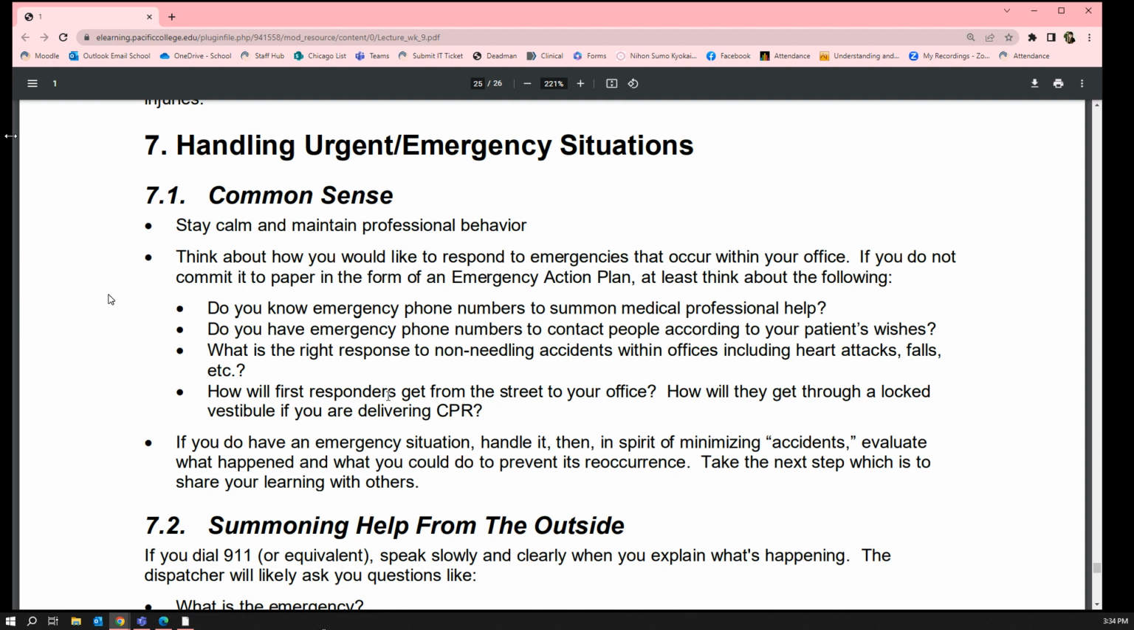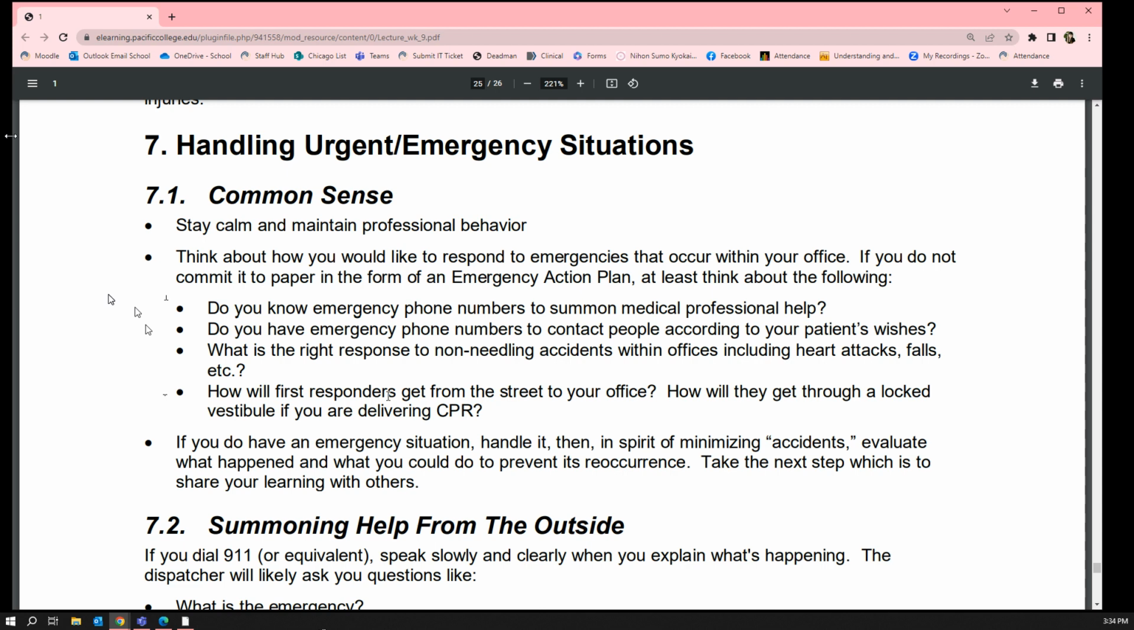At least think about the following things here. Let's look at these bullet points. Do you know emergency phone numbers to summon medical professional help? Do you have access to a phone when you're in your treatment room, when you're in your waiting room, when you're in the bathroom while your patient is on the table? Do you have emergency phone numbers to contact people according to your patient's wishes? Do you have emergency contact information? What is the right response to non-needling accidents within the office, including heart attacks and falls? Stuff that doesn't involve your treatment, but just bad things that could possibly happen.